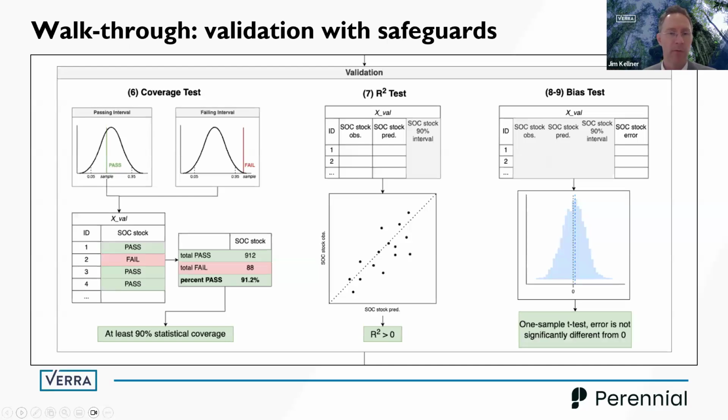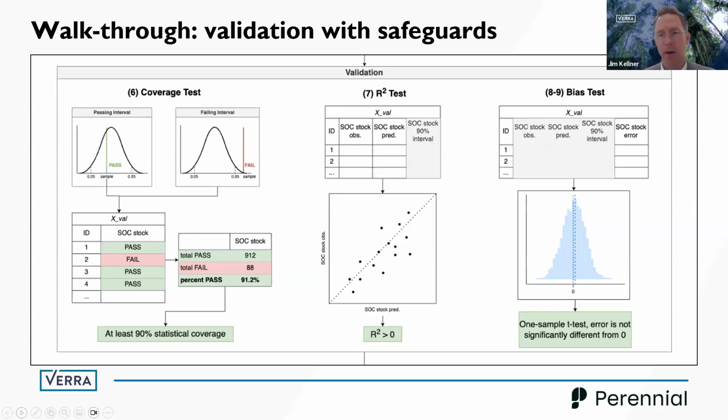What we want to see, though, is, remember, that at least 90% of the points fall within the 90% interval, as indicated down there on the bottom, where we say at least 90% coverage. The R-squared test in the middle at number 7 explains observations to predictions. We want to see an R-squared greater than 0. Normally, this will be substantially greater than 0, but 0 is the threshold.